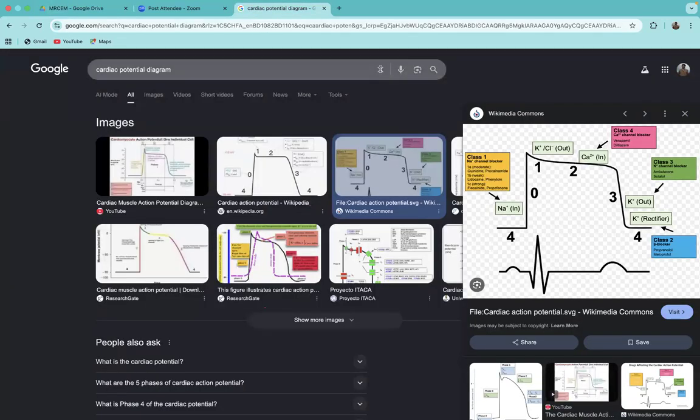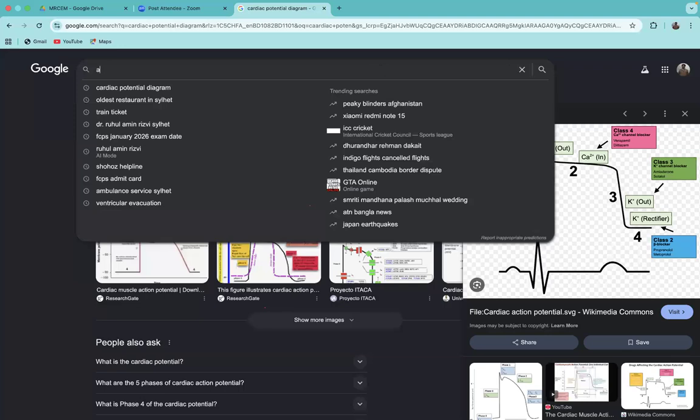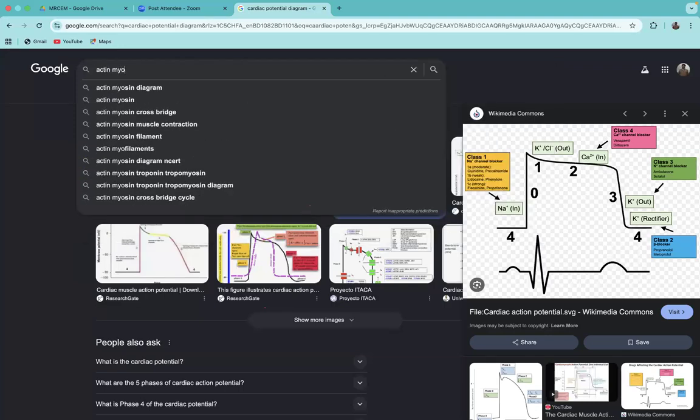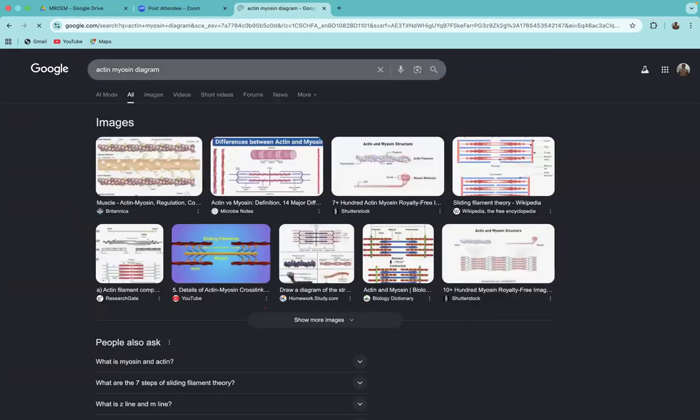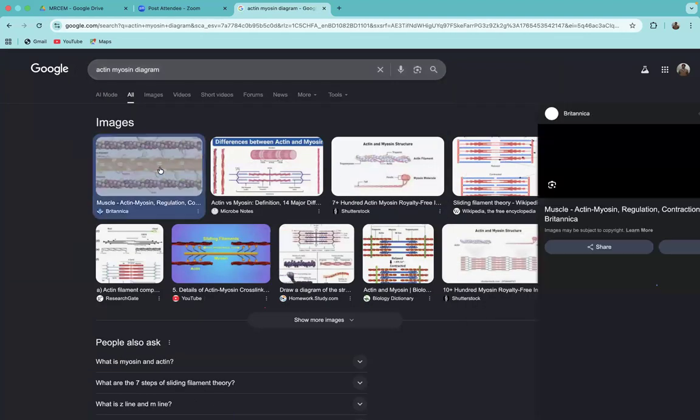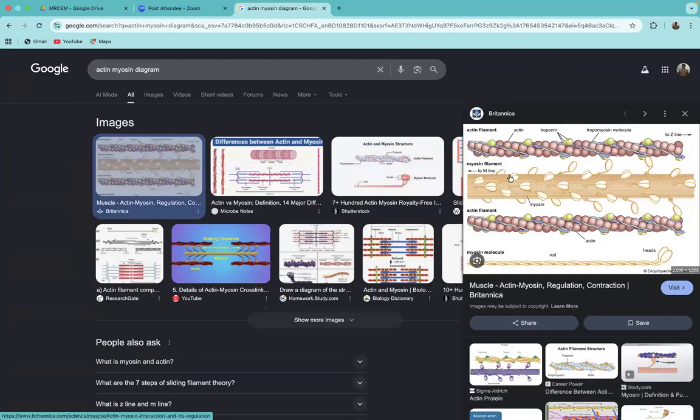If we look at the actin myosin diagram, this is the actin myosin diagram. As you can see here, the myosin filaments are there, and these are the actin filaments. With the action of tropomyosin, these are the heads that will bind to actin. This is bound to this part of the actin, and only when they bind will there be contraction.